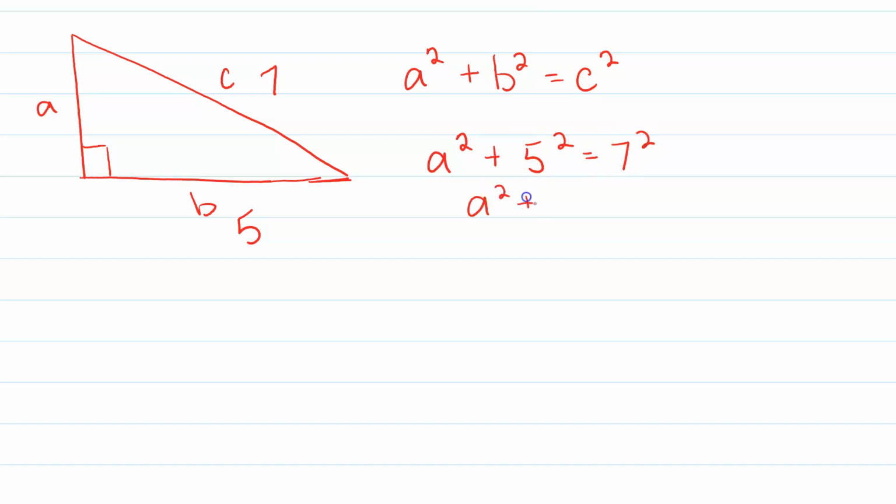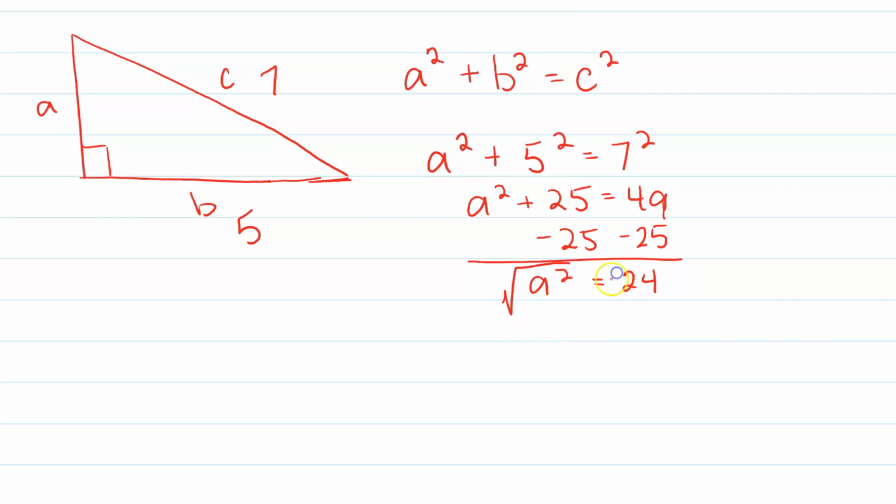Work the numbers. a squared plus 25 equals 49. Solve this for a. So a squared equals 49 minus 25, which is 24. And then to solve for a, I'm going to take the square root of both sides, because if I take the square root of something squared, I basically undo the squaring. The square root of a squared would just be a, and then the square root of 24.